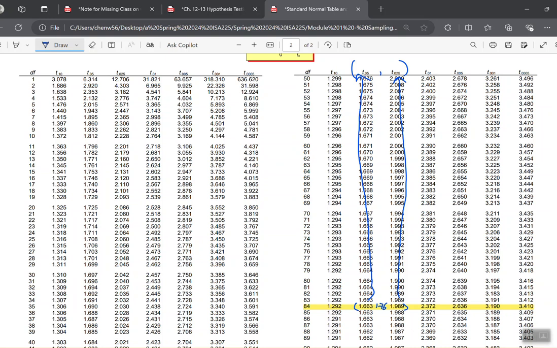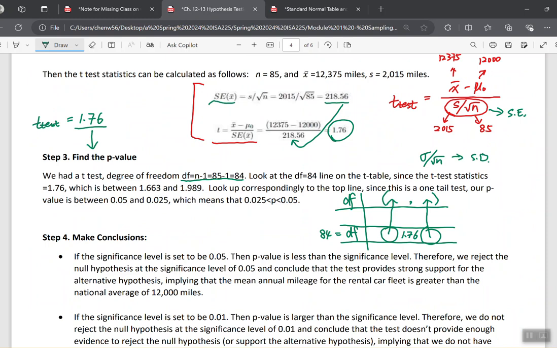Okay. So that means your p-value is between these two. How to write it out? We say your p-value should be larger than the smaller one, which is 0.025, less than 0.05. All right. So even though we have a range of p-value, it is enough for us to make the conclusion.